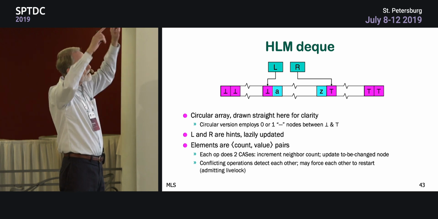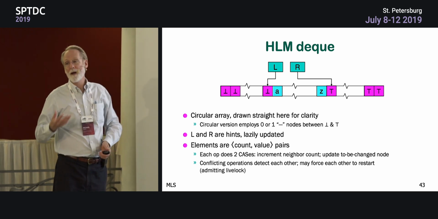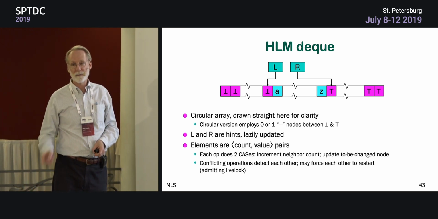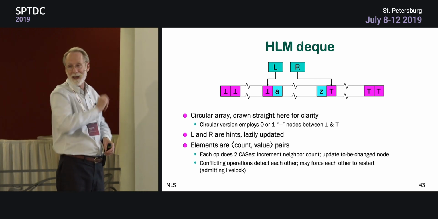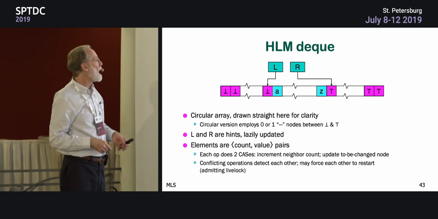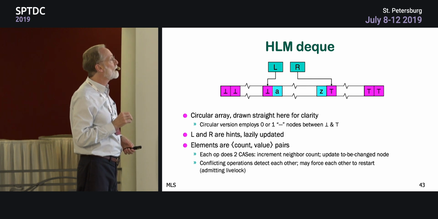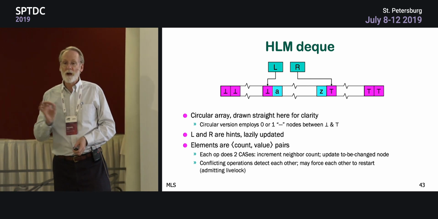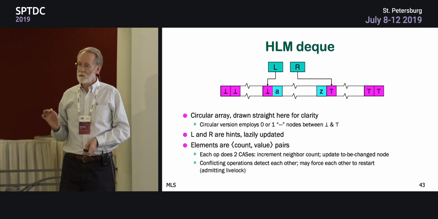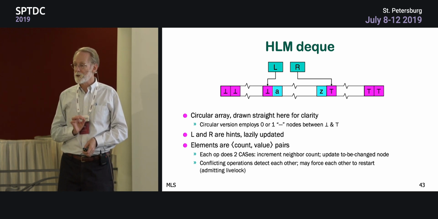When we join the two ends together in the circular array, we need one more kind of empty node, and we only need one of them, and it goes between the last top and the last bottom, and I'm not drawing that in the picture. Crucially, left and right are just hints. They don't have to be updated atomically with respect to the push and pop on the end of the queue.